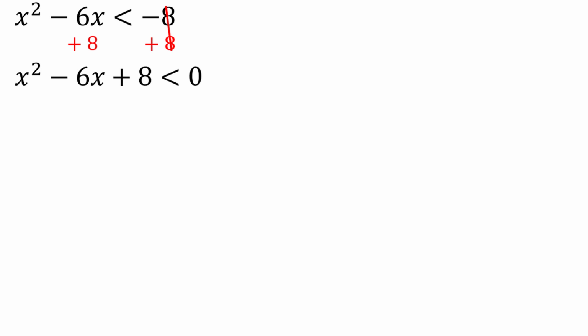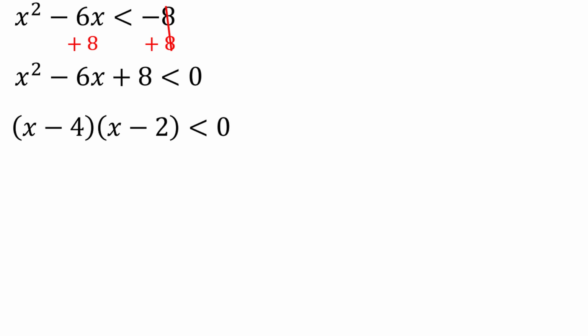Let's factor the left-hand side. We need two numbers that multiply to 8 and add to negative 6. The two numbers are negative 4 and negative 2, so this factors as x minus 4 times x minus 2 is less than 0. Now we need to think critically about what is going on here to solve the problem.